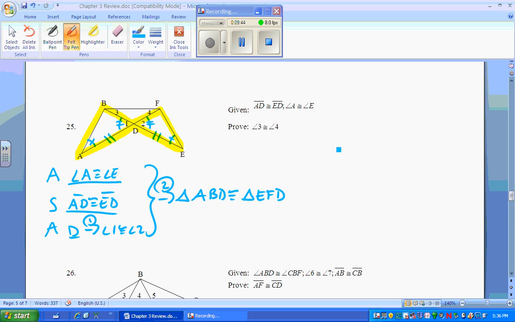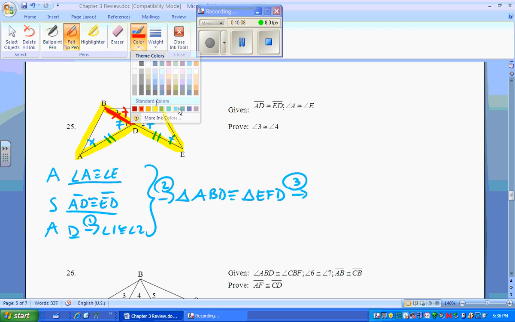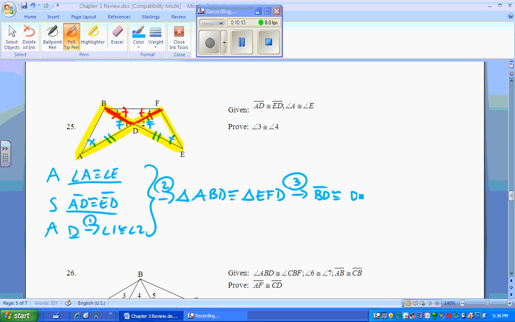We want 3 and 4. Ooh, they're not in our two triangles. But we just kind of went over this idea. So for CPCTC this time, why don't we take this side here and this side here to be congruent to each other? And then if the sides are congruent, then you know these two angles end up being congruent. So we get BD being congruent to DF, which then gives us angle 3 being congruent to angle 4.